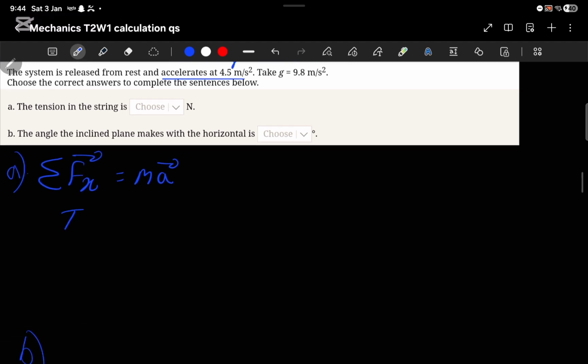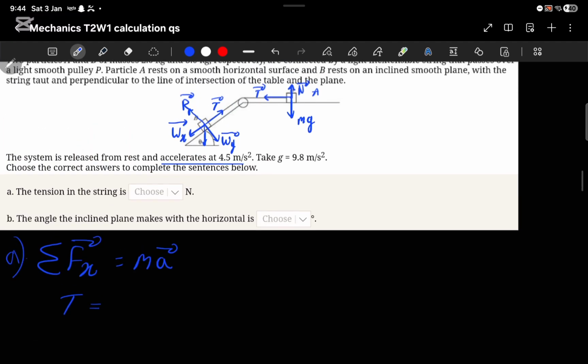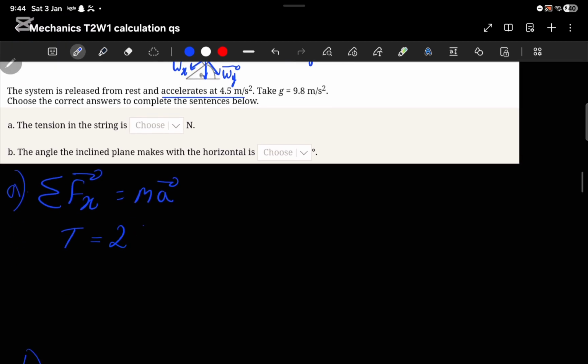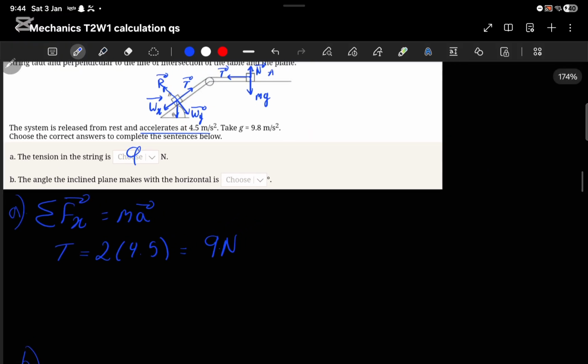So T is equal to m. What's m of A? A is 2 kilograms. 2 times 4.5, because I remember the acceleration is 4.5 meters per second squared. This is just 9. 9 newtons. So this is my answer. 9 newtons for tension. Done. I figured out part A in 2 lines.